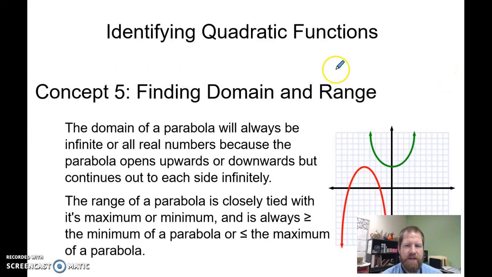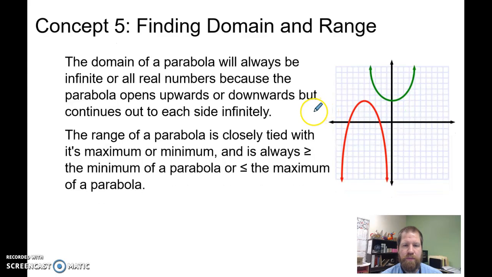Concept 5, finding domain and range. Alright, so domain is pretty straightforward. Because your parabola is always either opening up or opening downwards, but as it goes up or down, it's still going to the side, at least a little bit.